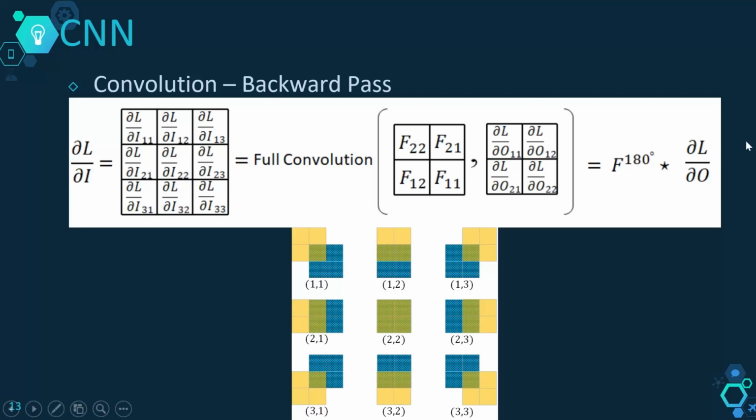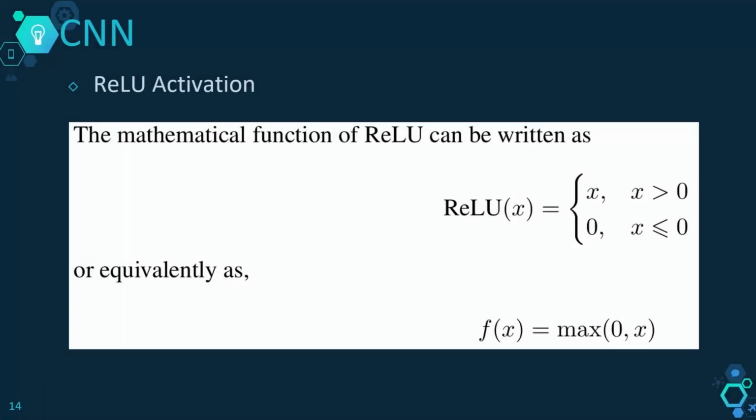And F in this case is the filter array. We need to rotate it by 180 degrees. Between these, we use this star sign to represent a full convolution, so we don't use a dot anymore. Okay, this is the conclusion.